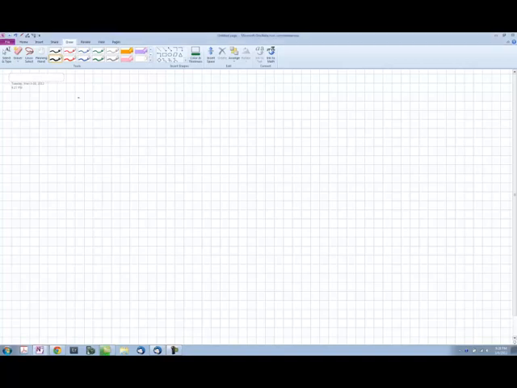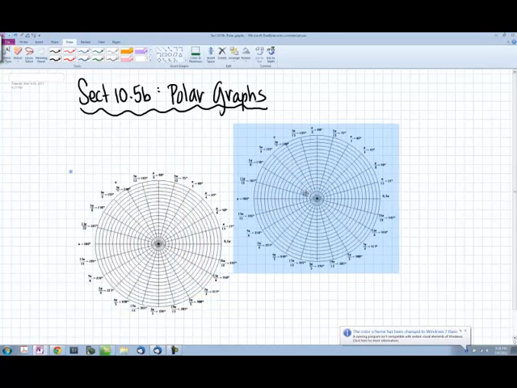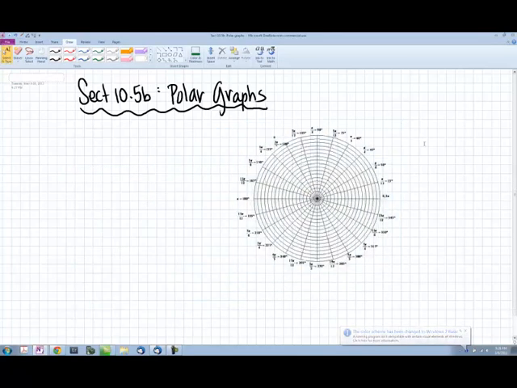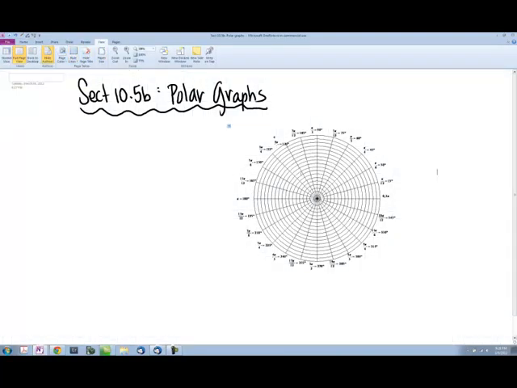Alright, today's section, 10.5b, we're going to focus on graphing polar equations. So we're going to focus on the different special kinds. So here's some polar graph paper that I'm going to use. I think I'm actually going to go ahead and get rid of the lines.